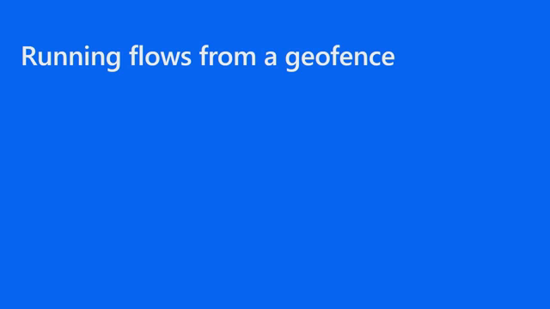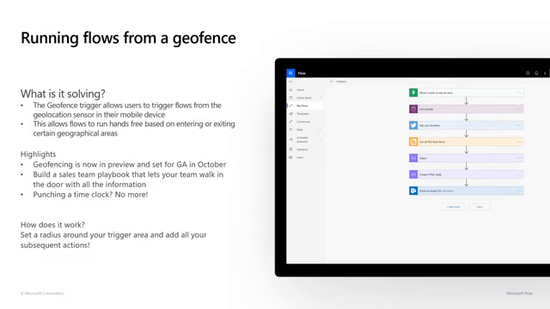And the last feature I want to cover in this release is running flows from a geofence. So what is a geofence? Basically, I can put a virtual fence around an area. That could be a park or a company site, or it could be a customer site. It could be anywhere I want. And what happens is when I enter that virtual fence, suddenly my flow is triggered.